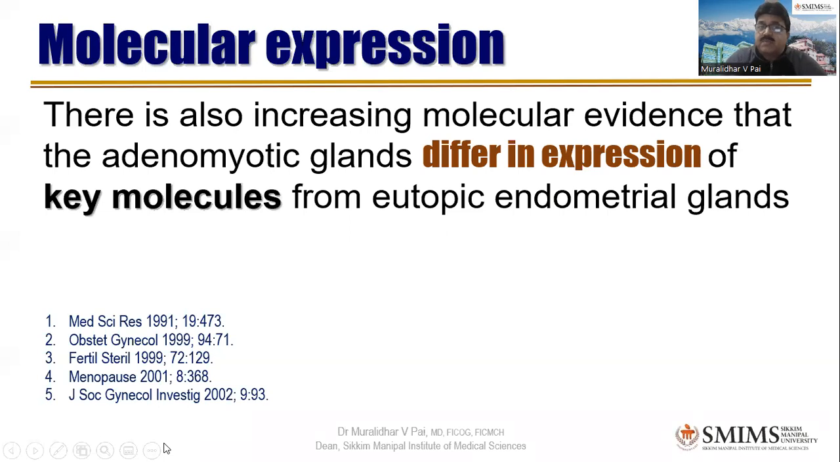There's also something called molecular expression theory, in the sense that there is increasing molecular evidence that the adenomyotic glands differ in expression of key molecules from eutopic endometrial glands. This is not a theory of origin, but it explains that this endometriotic tissue, which is there in the myometrium, is different from the eutopic. Eutopic means the one which is there in the uterine cavity, in the right place. Ectopic means outside, eutopic means inside.